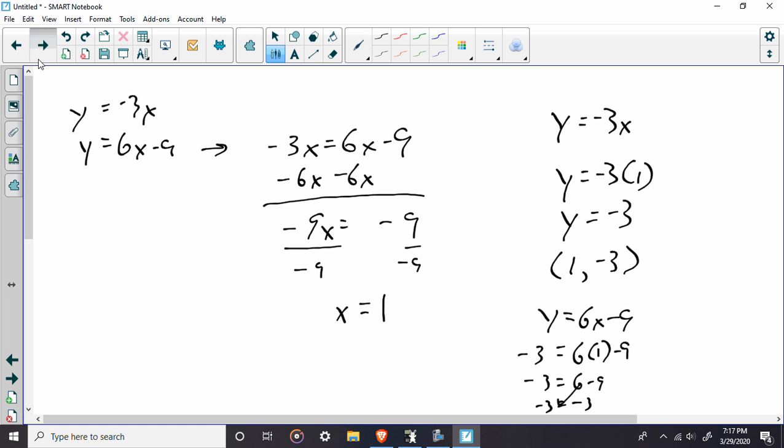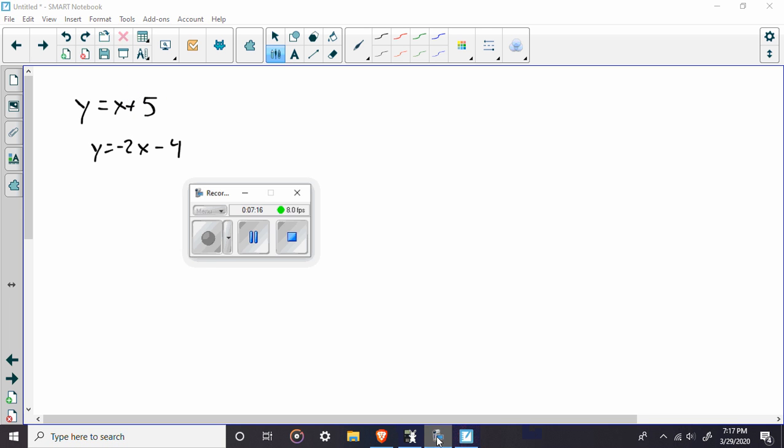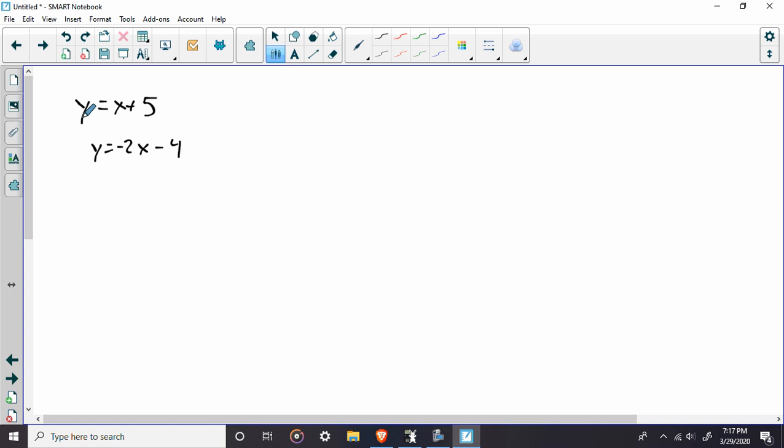Okay? So the next one gets a little more complicated in the fact that you have a variable and a constant. So y is equal to x plus 5. So everywhere I see a y in the next equation, I'm going to replace it with x plus 5.